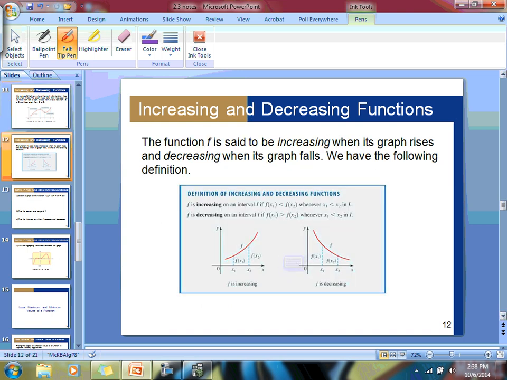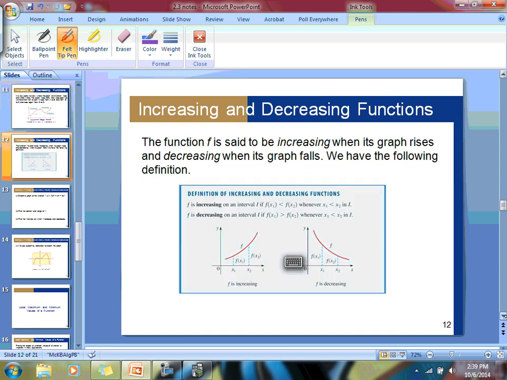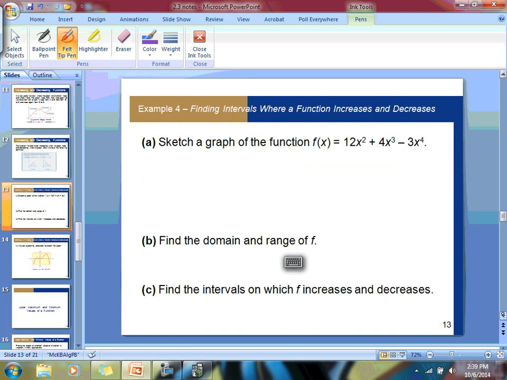So when we're defining this, again, we want to kind of chop up the graph into those little regions where it's rising and falling. And you're going to kind of look at the x-axis. They did it in this other picture as well. We're going to kind of draw these lines down. So from here to here, it's increasing, and then it's decreasing, and then it's increasing again. So for example 4, it says to sketch a graph of this function, find its domain and range, and then find the intervals where it's increasing and decreasing.